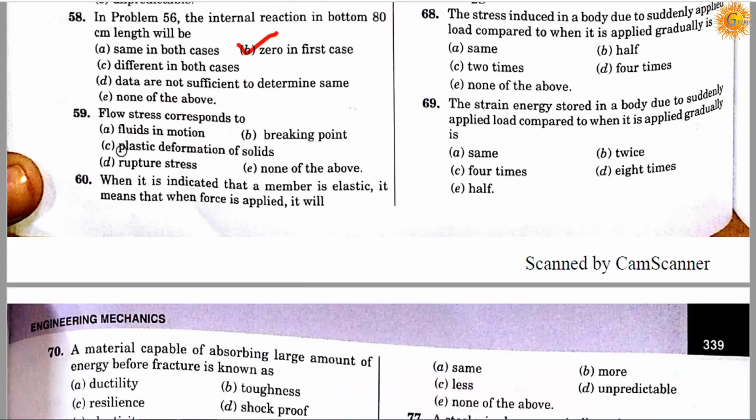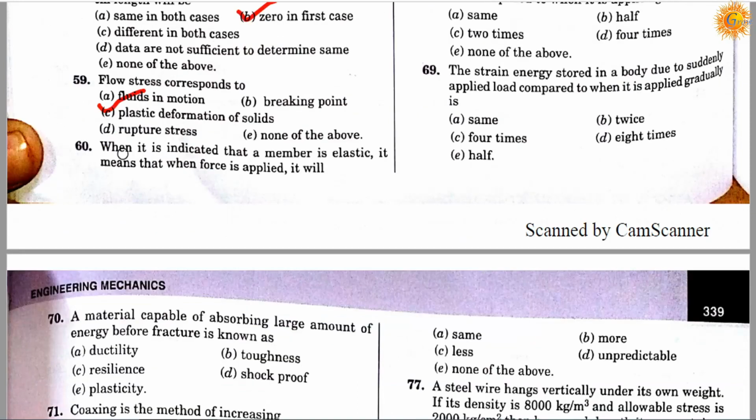Question number 59. Flow stress corresponds to: option A, fluids in motion; option B, breaking point; option C, plastic deformation of solids; option D, rupture stress; and option E, none of the above. Correct answer is C, plastic deformation of solids.